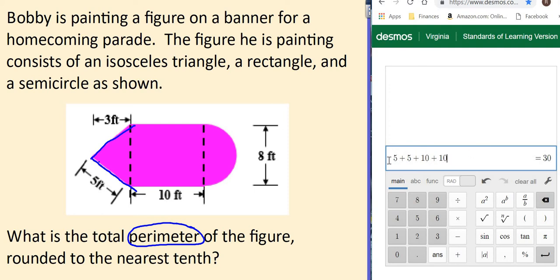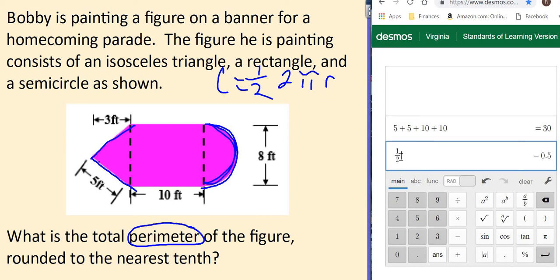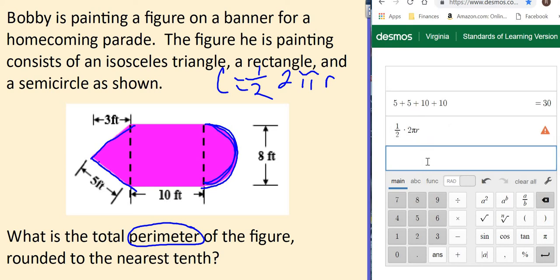And then I'm going to have to find the circumference of a semicircle. So circumference is 2 pi r, but if I only want half of it, I have to put a half in front of it. So I'm going to go ahead and come down here and do that first. 1/2 times 2 times pi times r, and I'm going to have to figure out what r is.